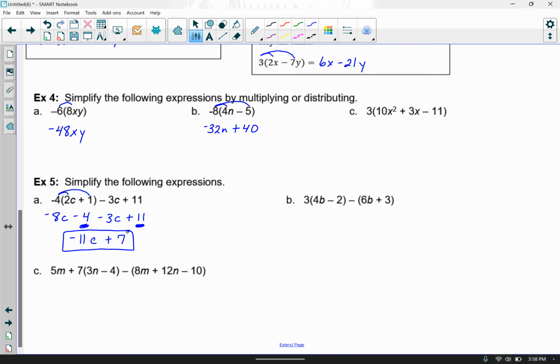And then let's move over to B. I'm going to take this 3 and distribute it to the first parenthesis. So 3 times 4b, 12b. 3 times -2, so -6. In the second parenthesis, you have a minus sign sitting in front of that parenthesis. That is like an imaginary -1 sitting out there that needs to be distributed into that parenthesis. So -1 times 6b, -6b. -1 times 3, -3. Then we combine like terms. So 12b minus 6b will give me 6b. -6 and -3 combine and give you -9. Final answer. Okay, I'll let you try letter C.